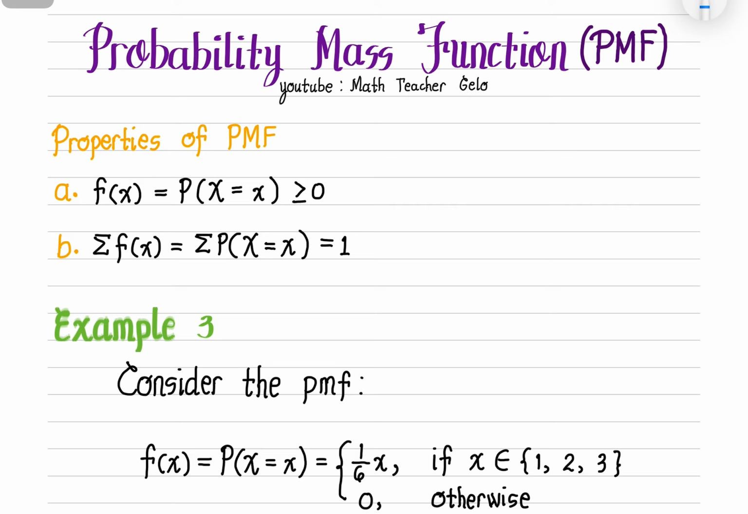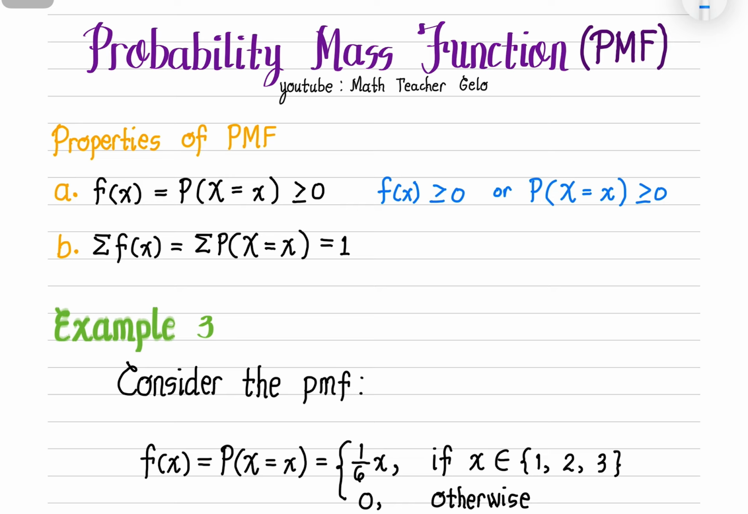Actually guys, yung property A, we can write as f of x is greater than or equal to 0. Okay, since f of x is equal to p of x is equal to x. Okay, or the other one, so p is equal to capital X is equal to small x, is greater than or equal to 0.